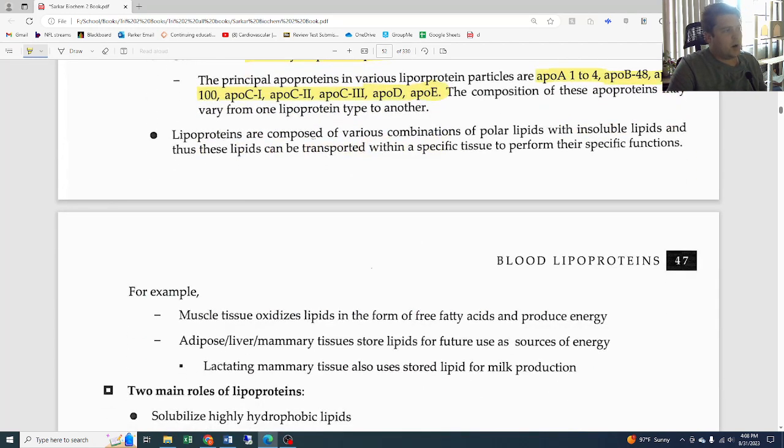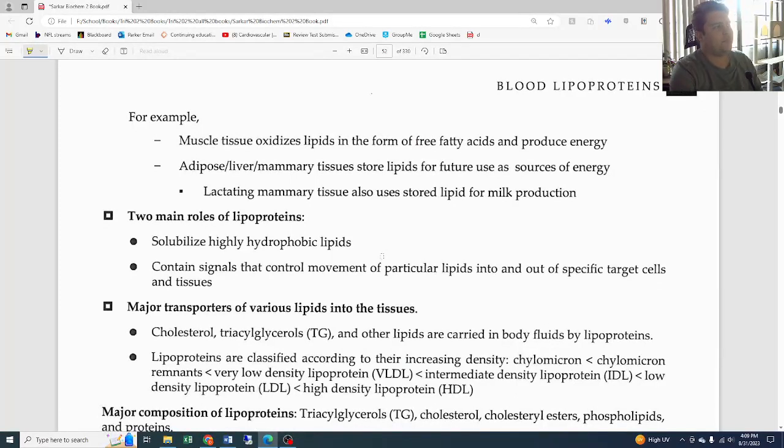Lipoproteins are composed of various combinations of polar lipids with insoluble lipids, and thus these lipids can be transported within a specific tissue to perform their specific functions. For example, muscle tissue oxidizes lipids in the form of free fatty acids and produces energy. Adipose, liver, and mammary tissue store lipids for future use as sources of energy. The lactating mammary tissue also uses stored lipid for milk production. You'll learn a lot more about that in your pediatrics class.